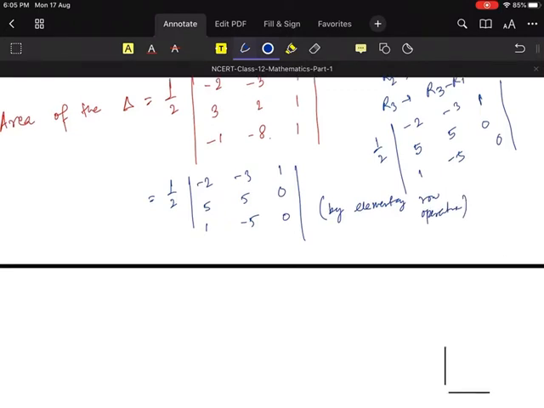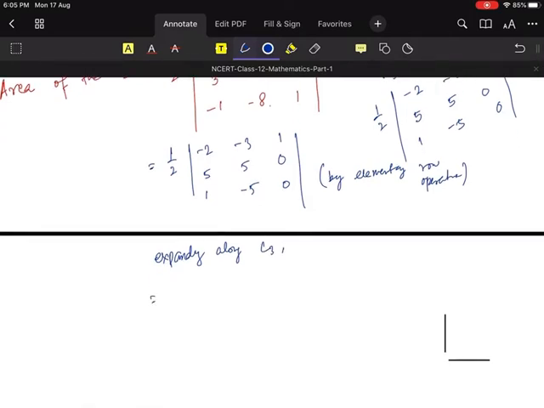Now let us expand this one. Let us expand along C3. So expanding along C3, what do we get? Half. So this one goes away. Now this is positive because it's first row, third column, so it's positive. So I don't need to write the sign. So directly I will write 5, 5, 1, minus 5. Yes or no?